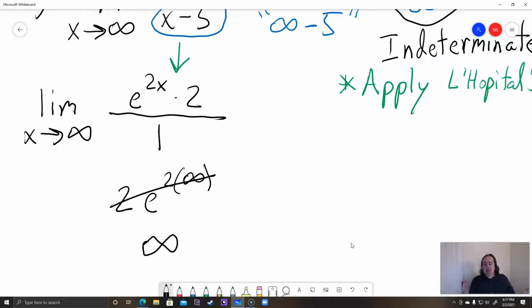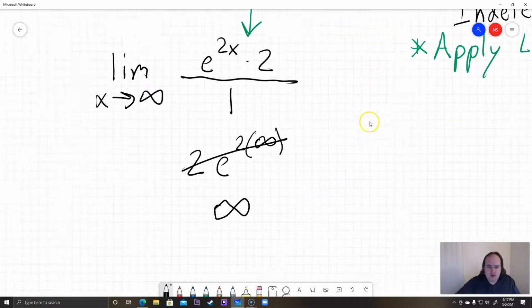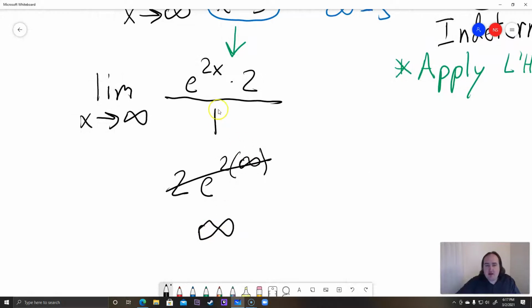All right, so what does this mean? This is no longer indeterminate. So we don't have infinity over infinity. We actually just have infinity over 1, which is infinity. So what does that mean?